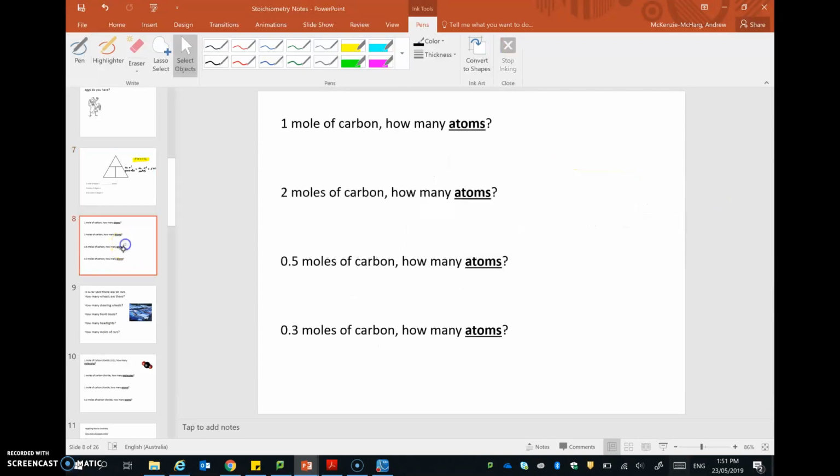So we're going to apply this to different numbers of moles of carbon to determine how many atoms of carbon exist in that amount of the substance. Now, after the study the other day, you might feel confident enough to pause the video and try this on your own, and then compare your answers to mine afterwards. So go ahead and pause and try these if you want to. Then I'll have a go at them.